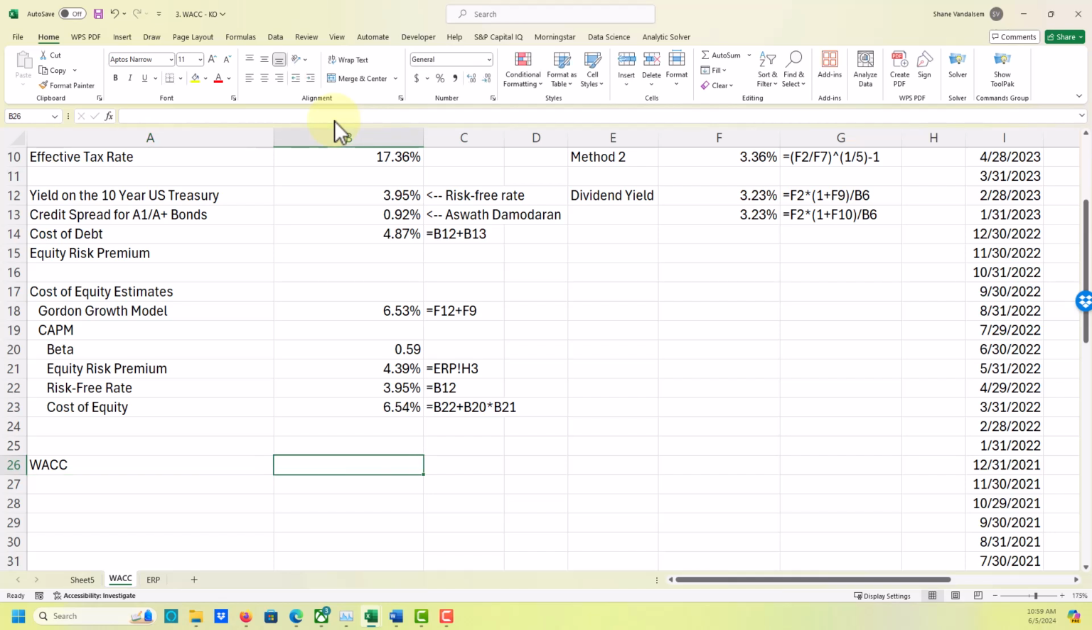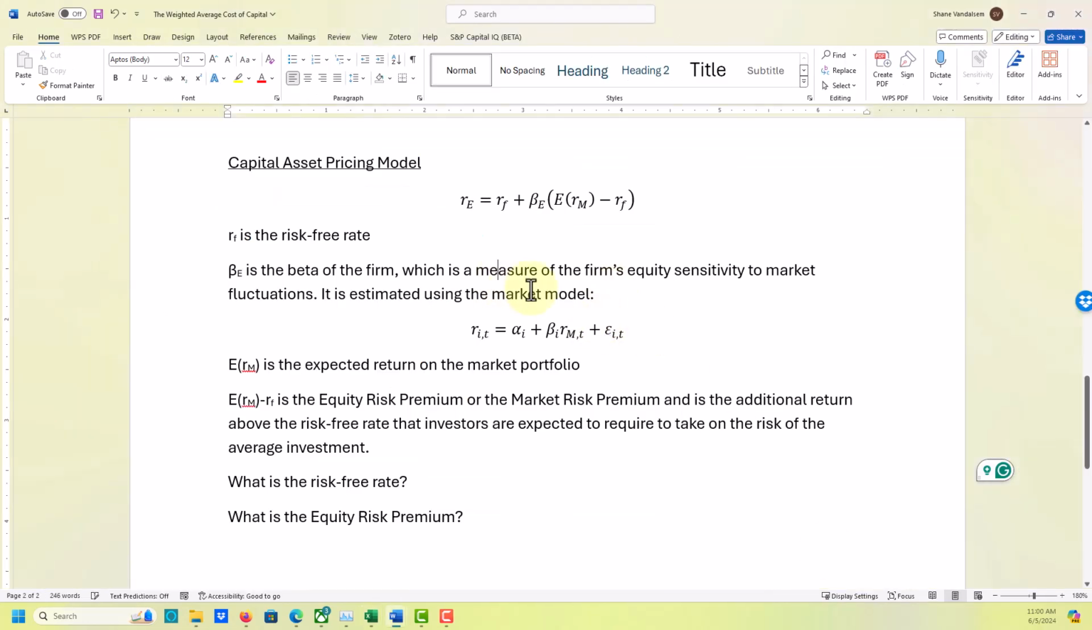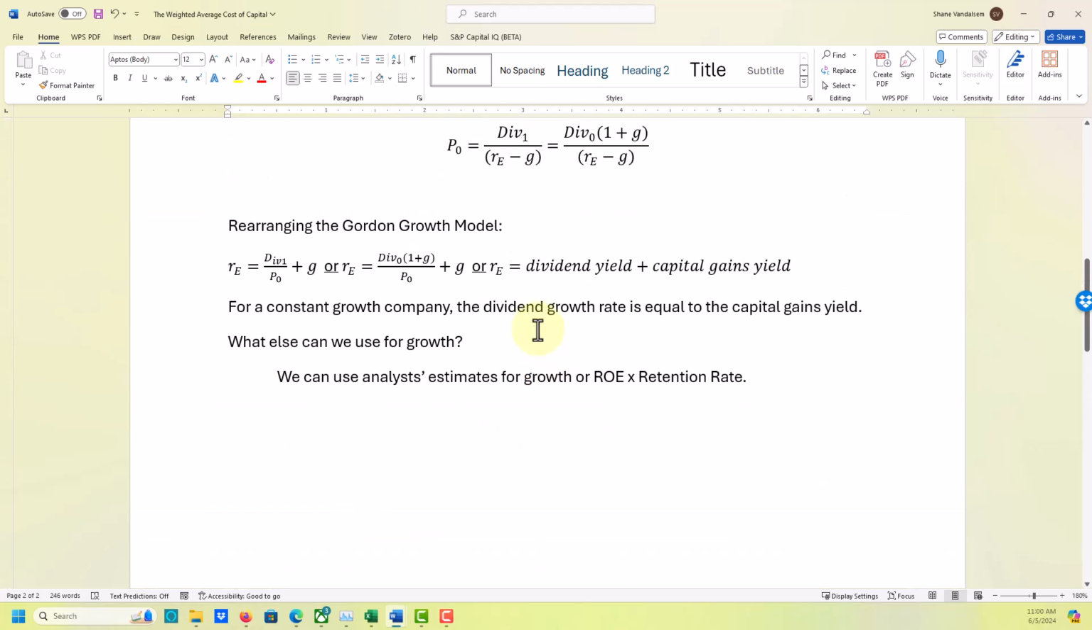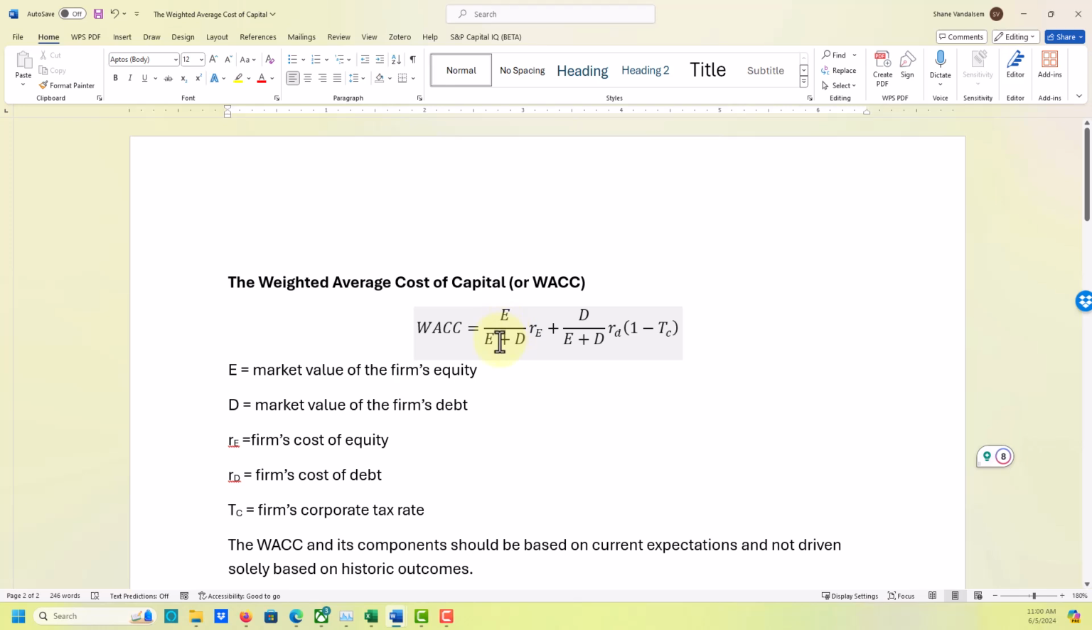The weighted average cost of capital, and let's just go back to our formula sheet here, is equal to the value of equity divided by the value of equity plus debt multiplied by the cost of equity. And this E over E plus D is the weight of equity, plus D, the value of debt, divided by E plus D multiplied by our cost of debt multiplied by 1 minus our corporate tax rate. So let's go ahead and do that.